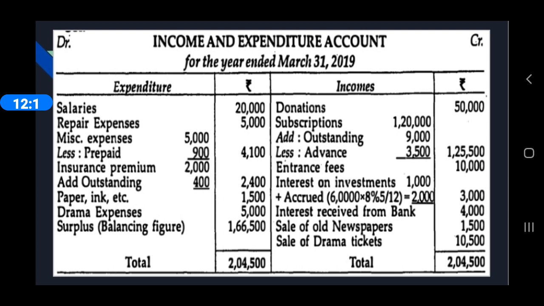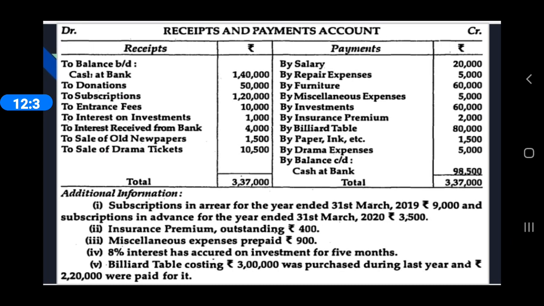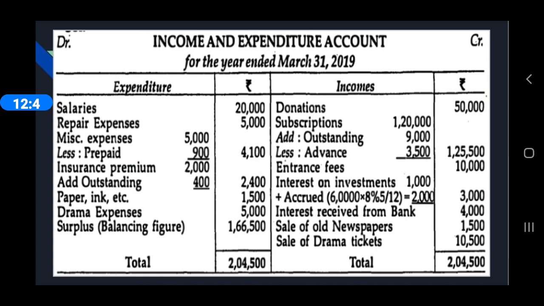So sometimes you may be asked to prepare only the income and expenditure account. Here, for the year ended 31st March 2019, that is salaries. Salary, which was on the credit side of the receipts and payments, was taken to the debit side, that is salaries.